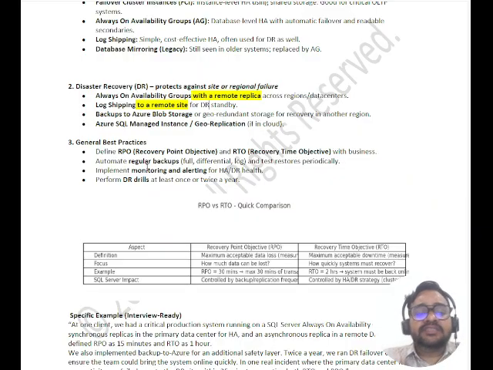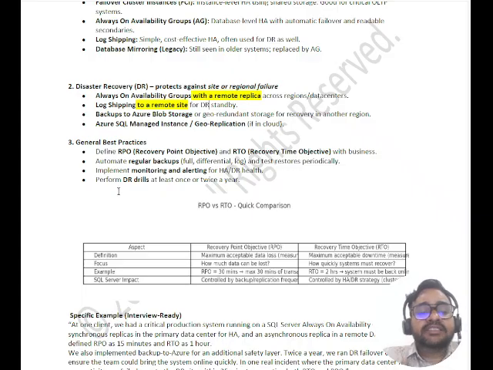The second best practice is to automate regular backups, whether full, differential, or log. We always need to take backups regularly and automate them, and we need to restore them periodically so that at the time of failure we are confident that our restore will work 100%. The third best practice is to implement monitoring and alerting for HA and DR so that in minimum time we are able to acknowledge and initiate action for HA or DR.